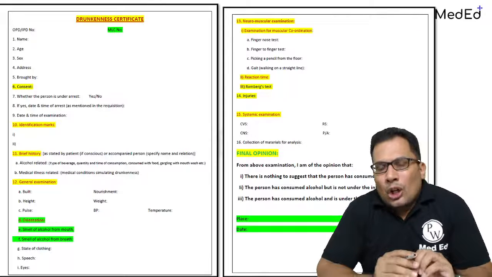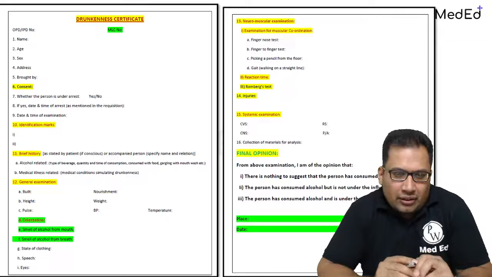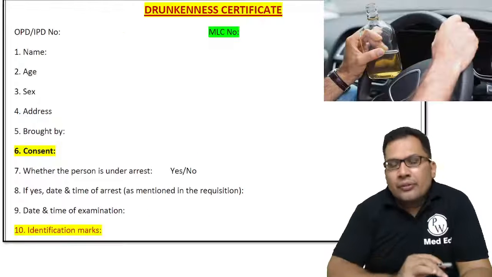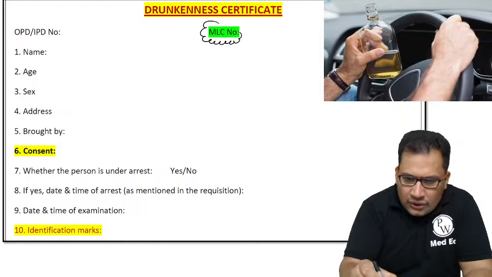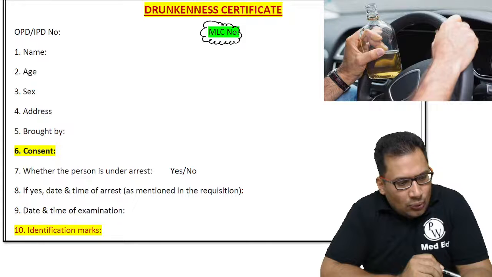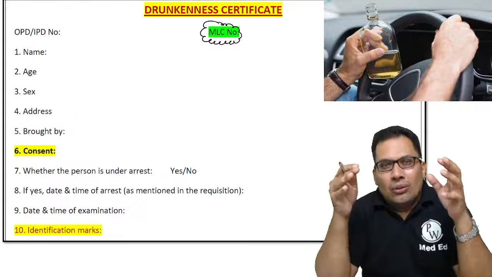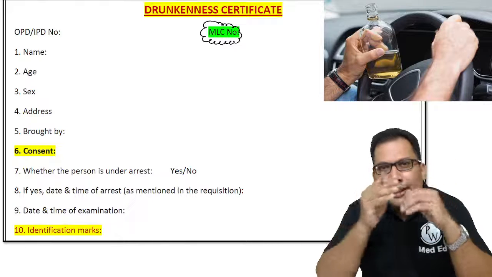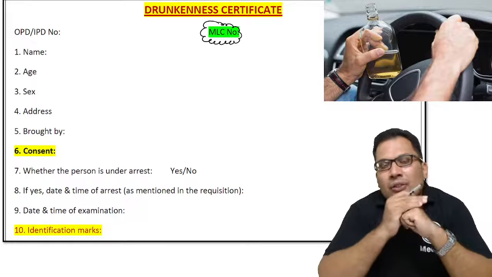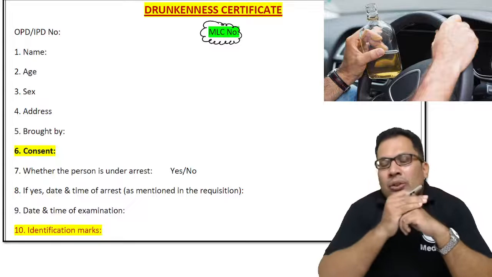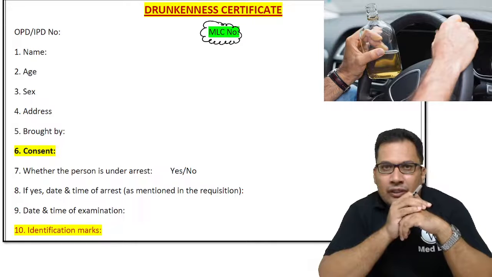So this is the format we use in writing drunkenness certificate. That includes MLC number. You need to write MLC number. What is MLC? Medico-legal case. For example, road traffic accident is a medico-legal case. Case of assault, medico-legal case. Sexual assault, medico-legal case. So MLC number you need to mention if it is given in the exercise.